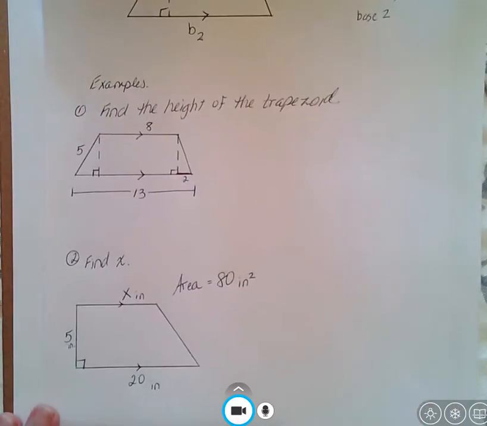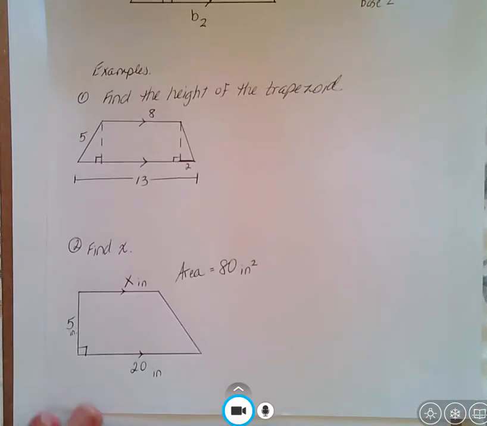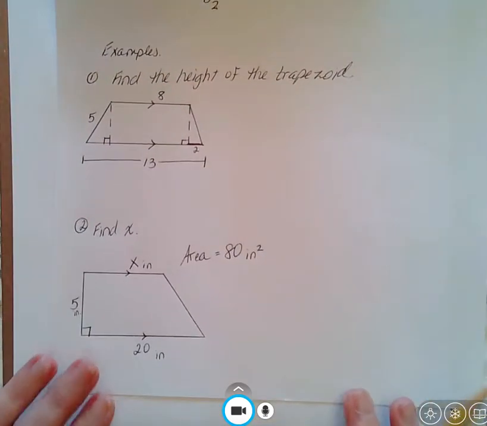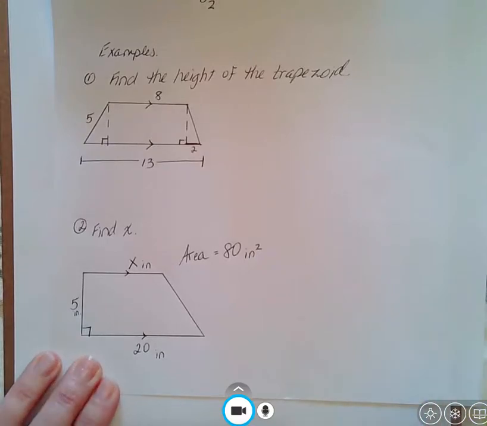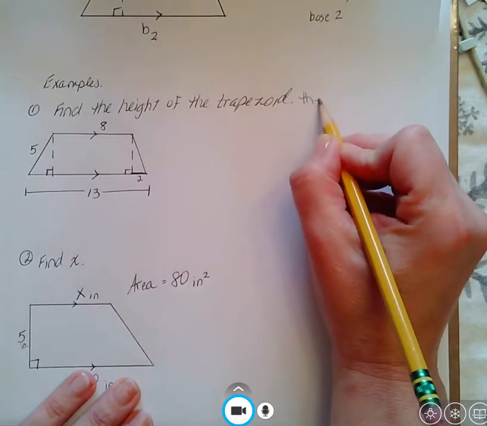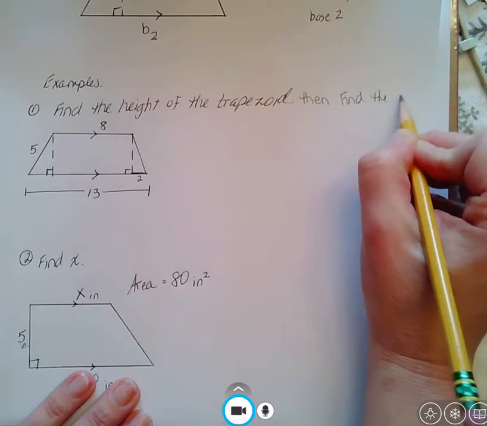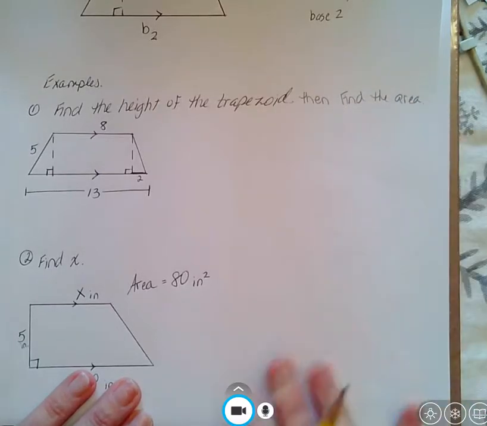Here's our first one. Okay, doesn't look very straightforward, so we're going to have to figure some stuff out. We're going to make it a little more fun than when we did this in 7th grade. First, we have to find the height of the trapezoid. Oh, I didn't finish my question. Then, find the area. Okay, there we go.